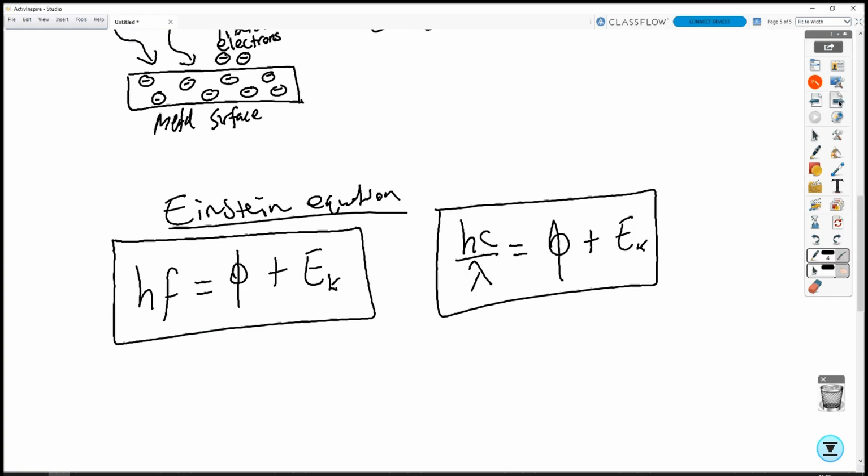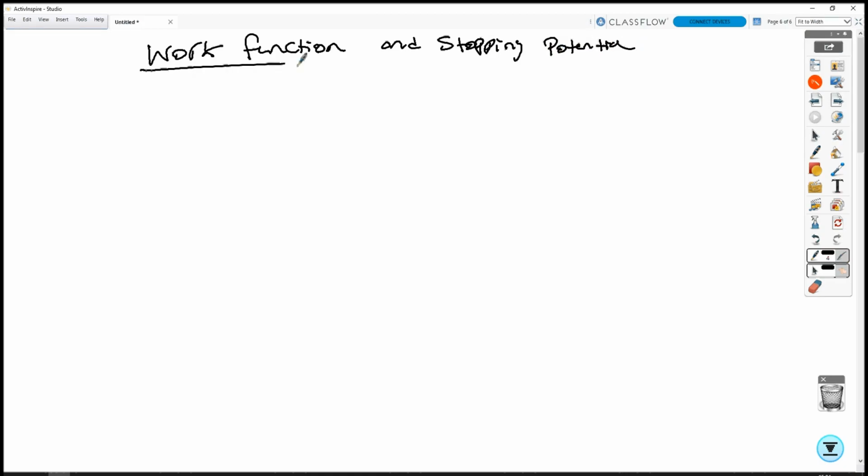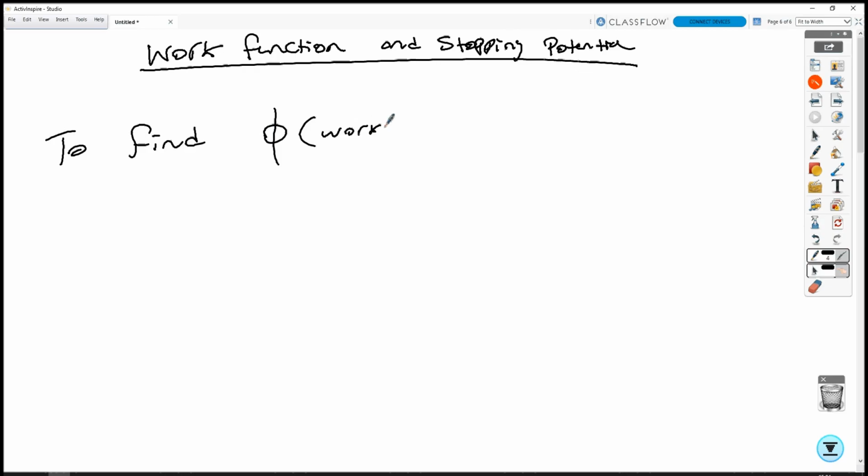Let's start a new page. So we're going to look at work function and stopping potential. So first we're going to start with the work function. So to find phi, which is work function.